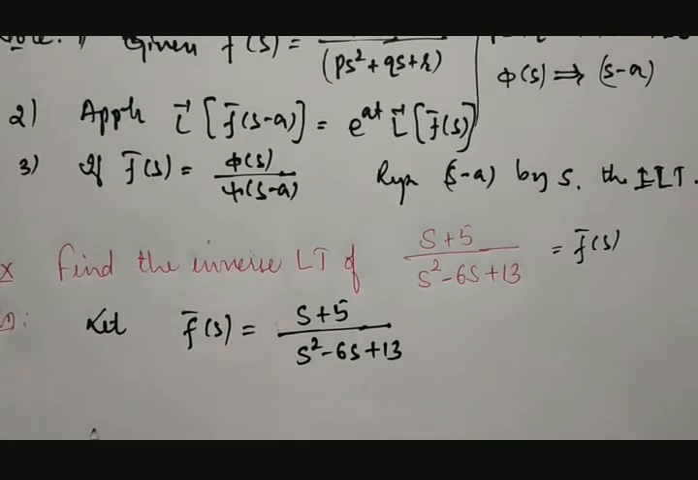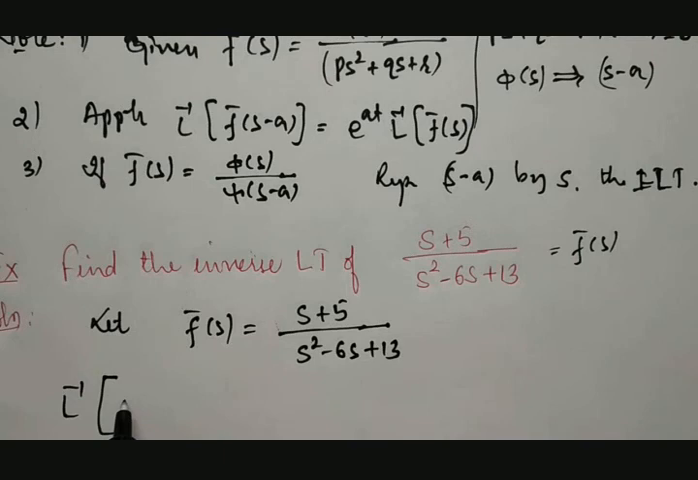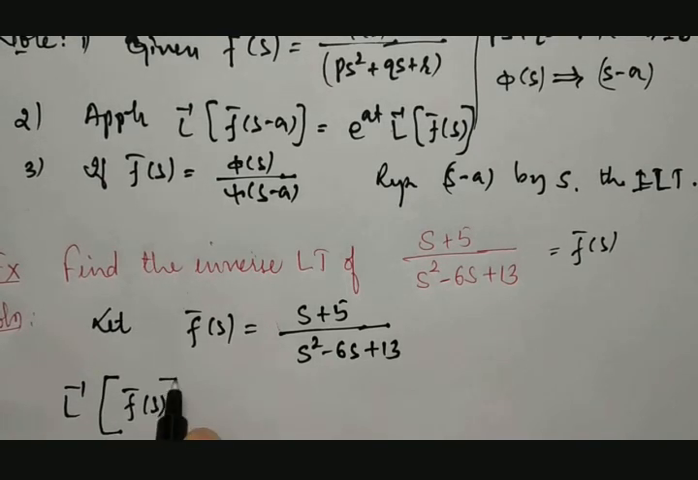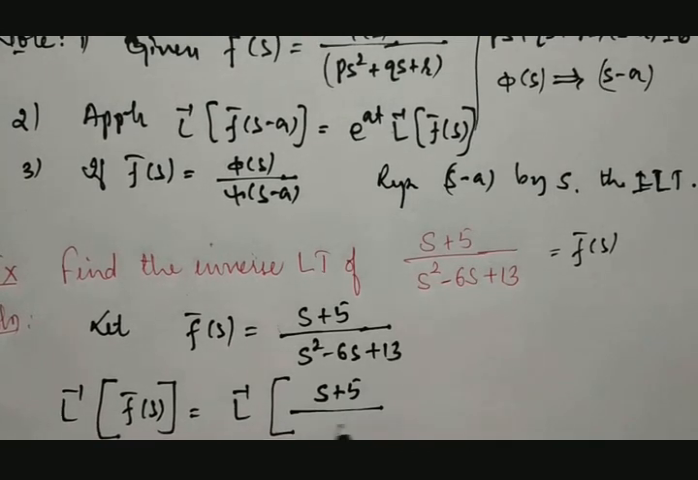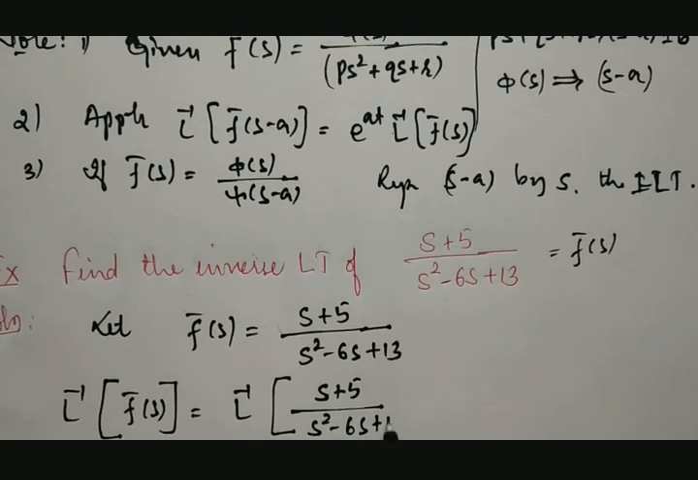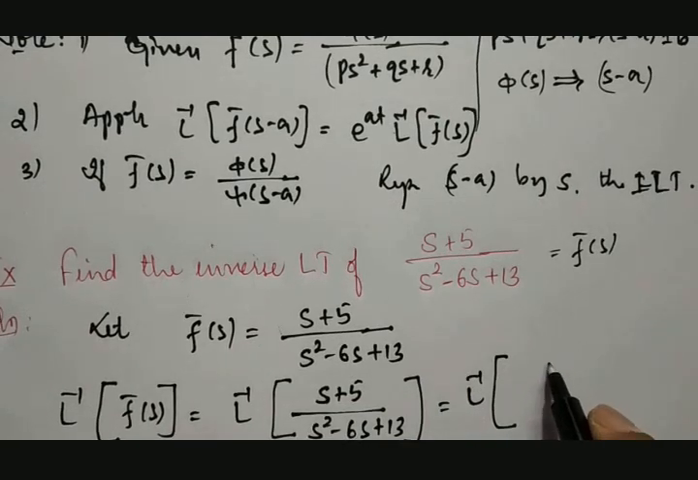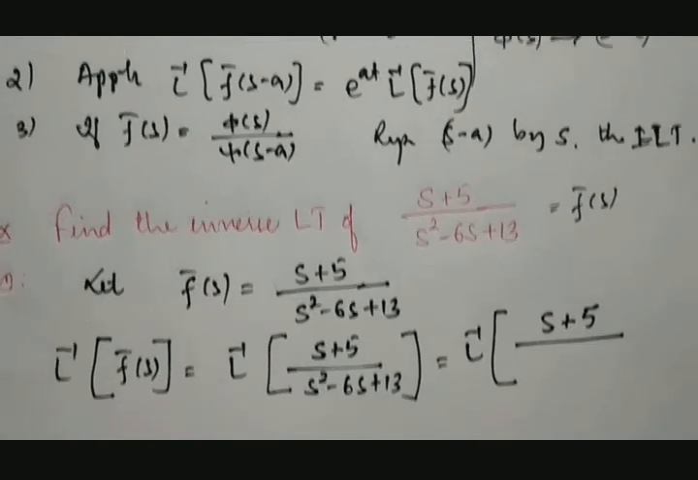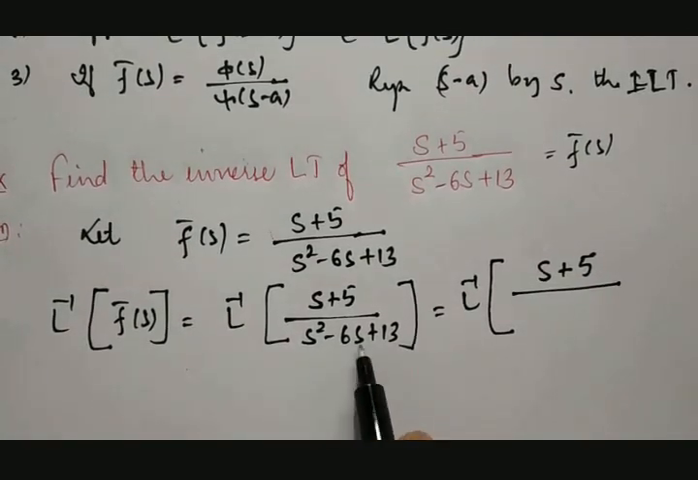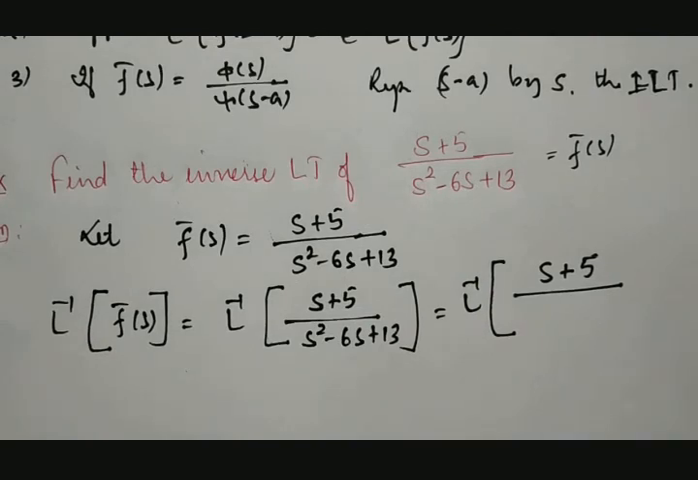Apply Laplace inverse on both sides. Then Laplace inverse of f bar of s is equal to Laplace inverse of s plus 5 divided by s square minus 6s plus 13. Further, it will be equal to Laplace inverse of s plus 5 divided by this s square minus 6s plus 13. How should it be taken? It should be taken something like s minus a the whole square plus or minus b square pattern.